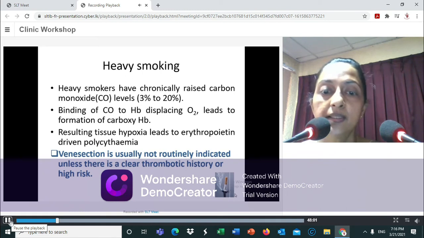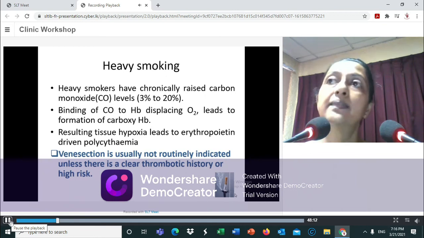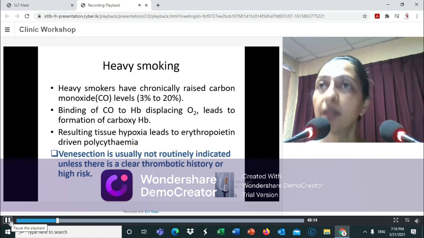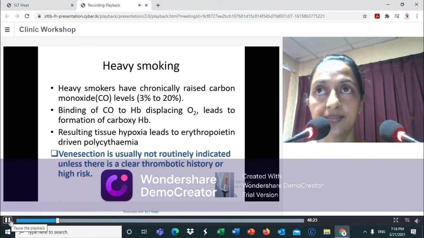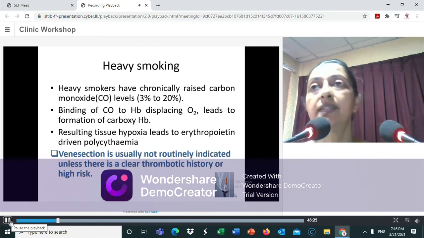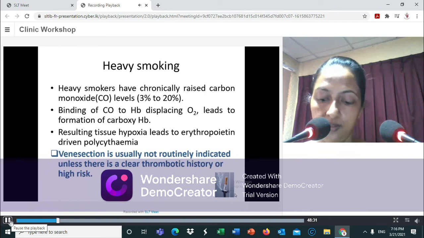Venesections need to be considered if there is a clear thrombotic history or if high risk, like a strong family history of thrombosis or some high risk factor for thrombosis. Then you think of bringing the hematocrit down with venesection, right? So this also you have to take each and every patient individually, assess and decide on the venesections.